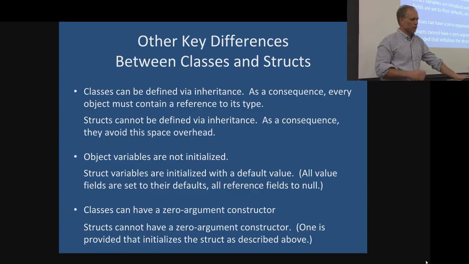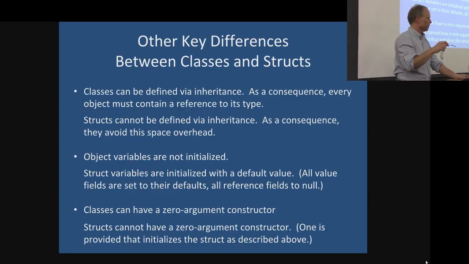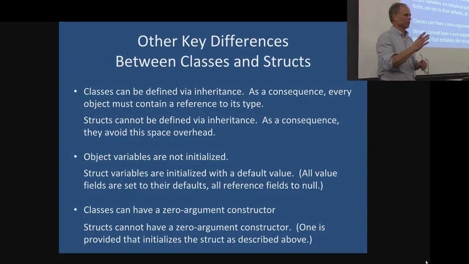Structs cannot have a zero argument constructor, which seems kind of weird, but the language is depending on the fact that structs are always zeroed out when they're declared. And that's done by a default zero argument constructor. If you were able to create your own zero argument constructors, maybe you'd forget to initialize something. So you can't write the zero argument constructor. The language does it for you.